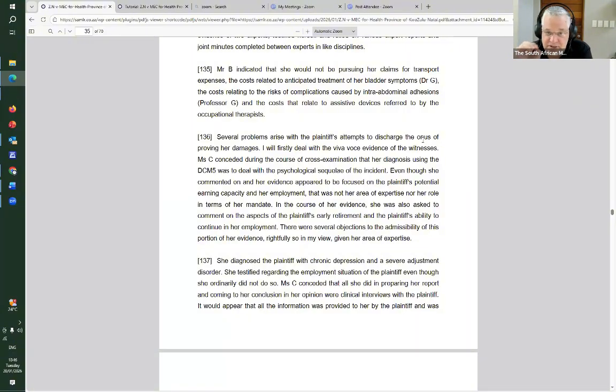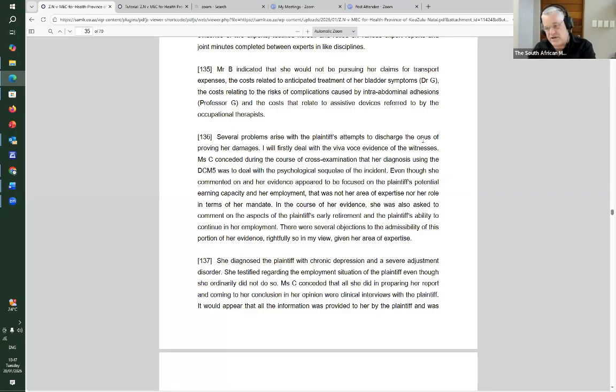She says, I will firstly deal with the viva voce evidence of the witnesses, in other words, the oral evidence of the witnesses. And then she goes through, Ms. C conceded during the course of cross-examination that her diagnosis using the DSM-5 was to deal with the psychological sequelae of the incident. Even though she commented on and her evidence appeared to be focused on the plaintiff's potential earning capacity and her employment, that was not her area of expertise, nor her role in terms of her mandate.